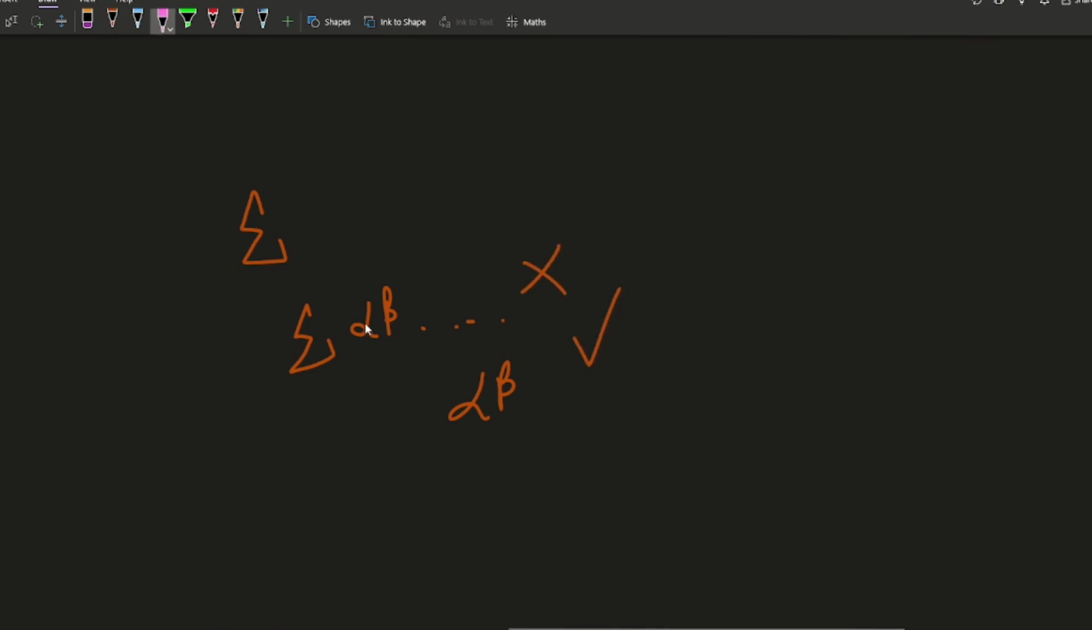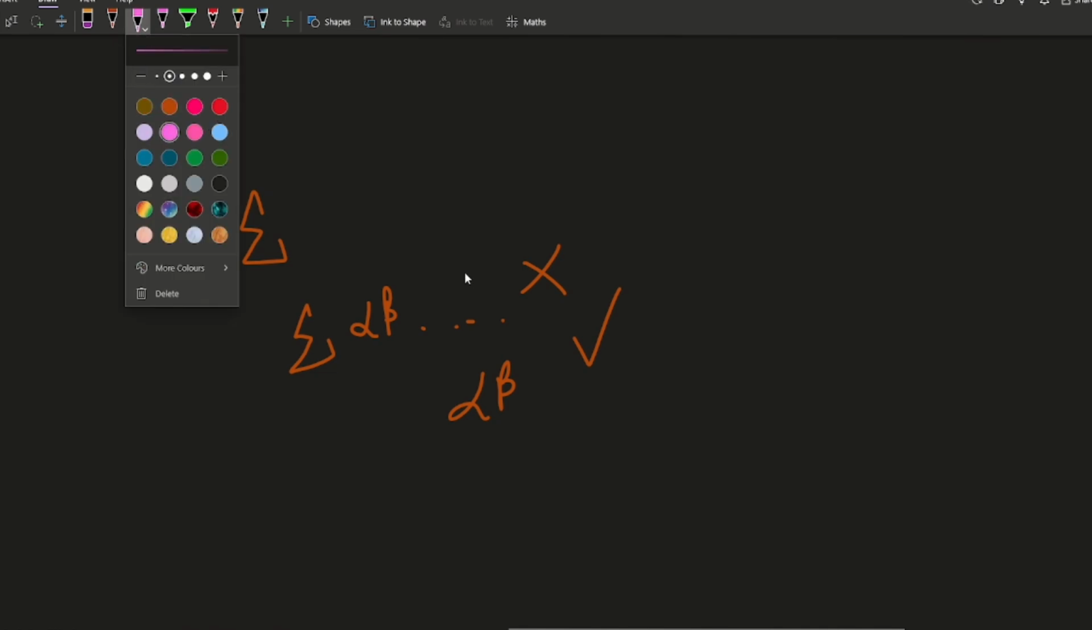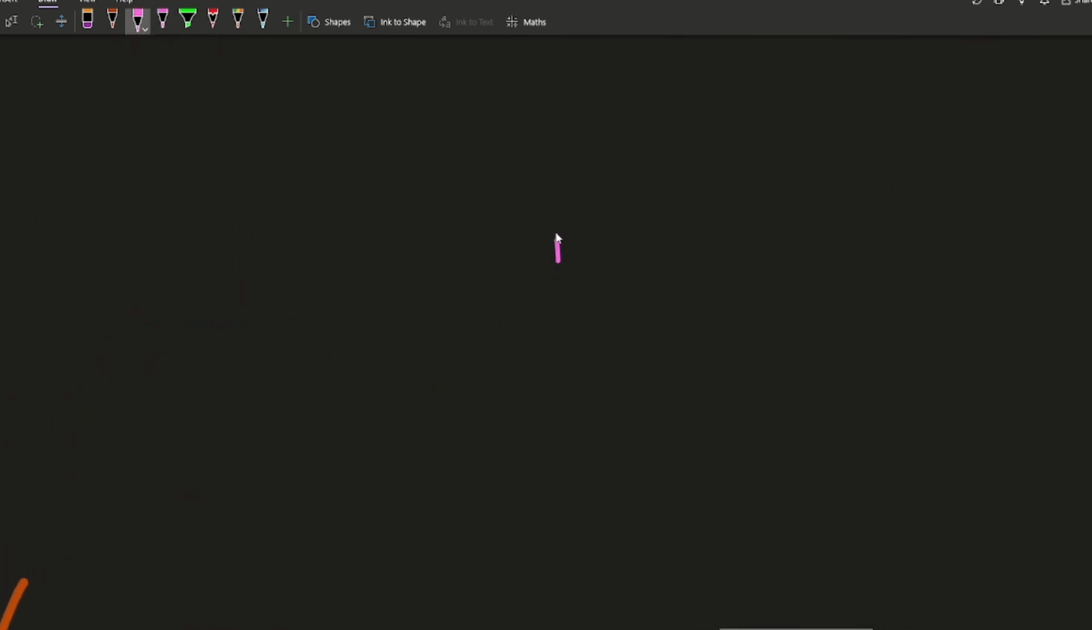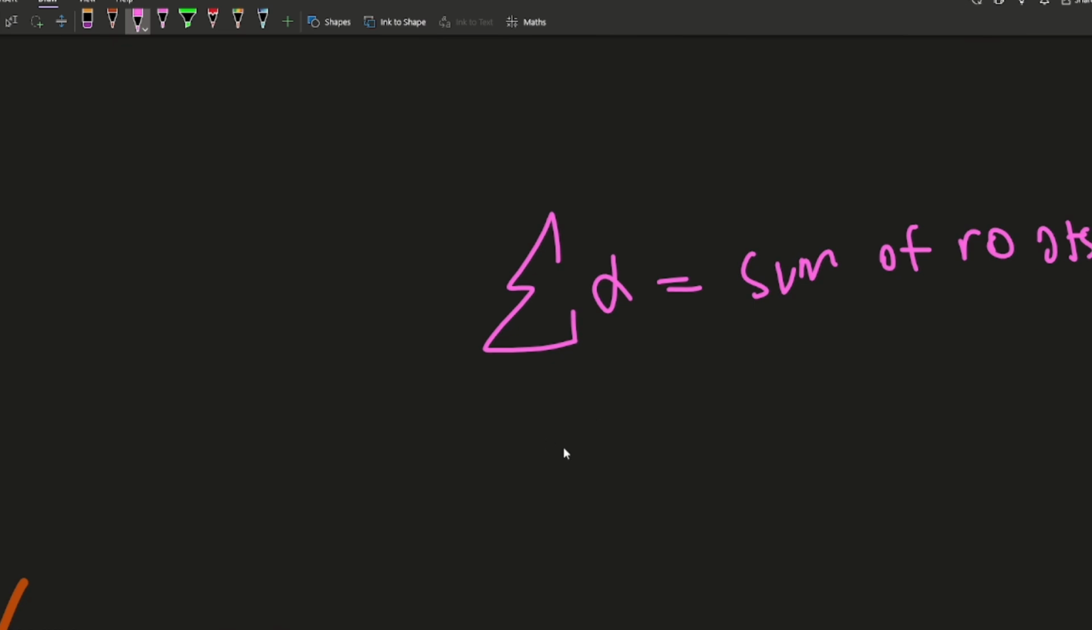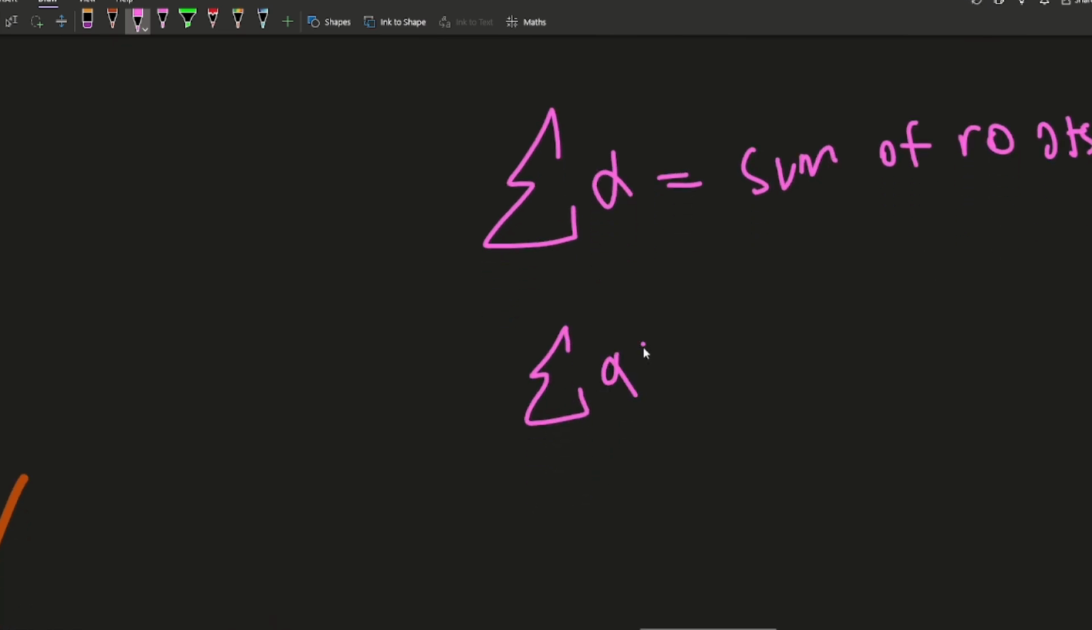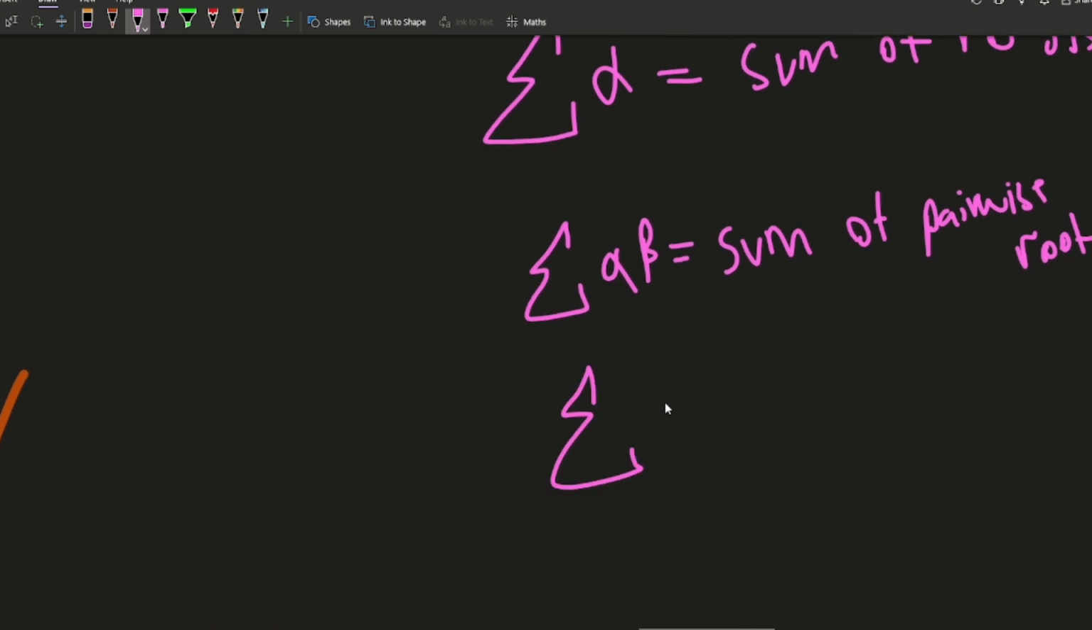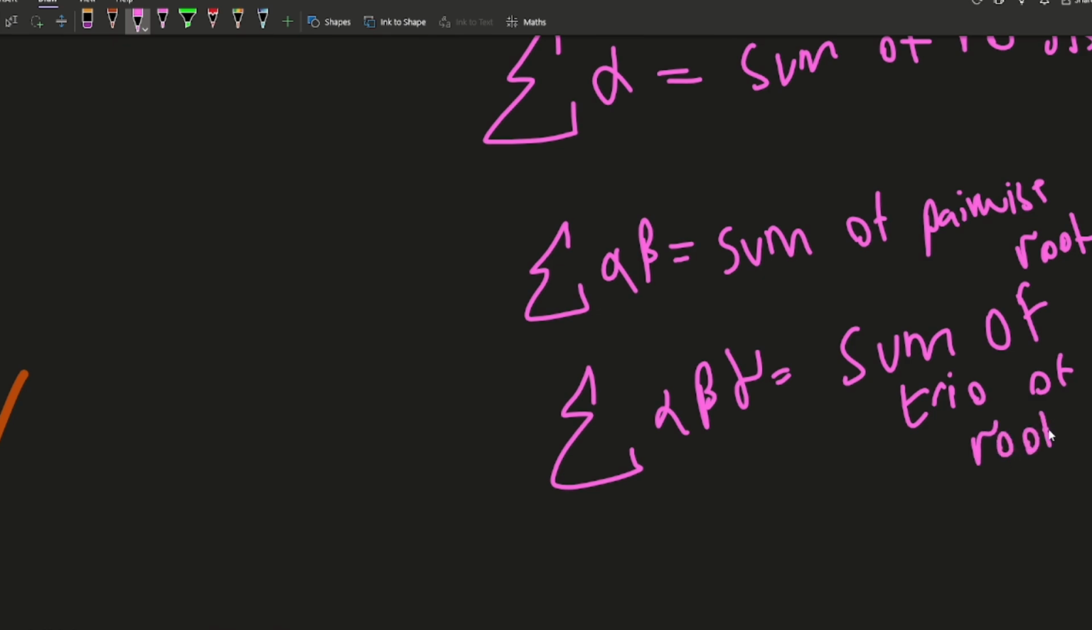So let's revise everything. Sigma alpha means the sum of roots. Sigma alpha beta means the sum of pairwise products of roots. And sigma alpha beta gamma means the sum of trios of roots, and so on.